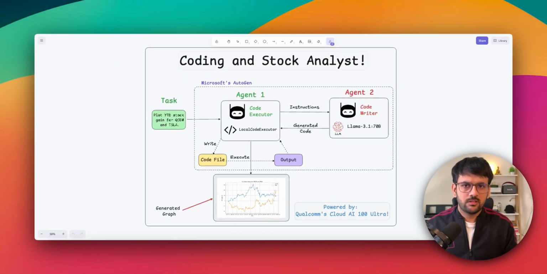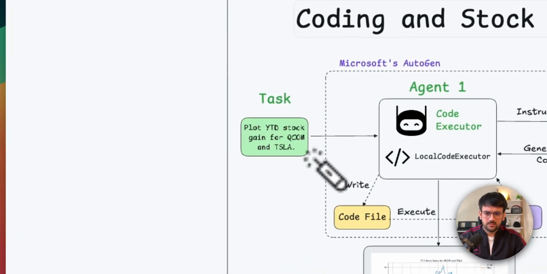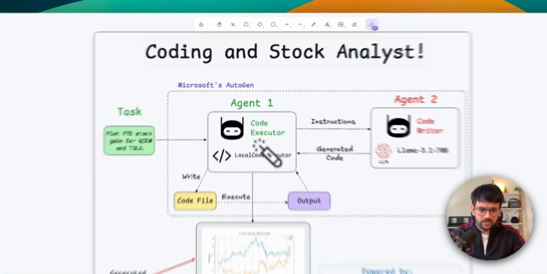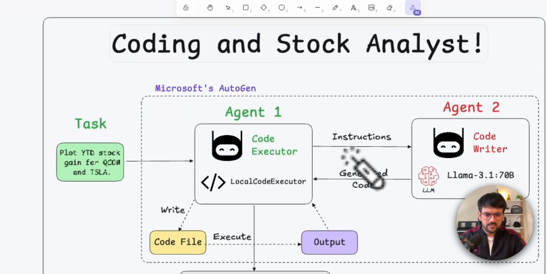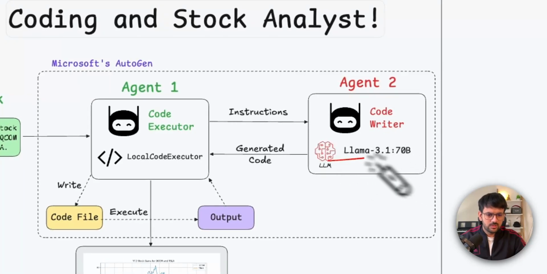Now that we understand what the two agents do, let's understand the system end to end. So in this case, the user provides a query to plot year-to-date stock gains for Qualcomm and Tesla. This query is received by the code executor agent, and then based on this, it passes the instruction to generate code to the code writer. Then the code writer uses an LLM to generate this code.